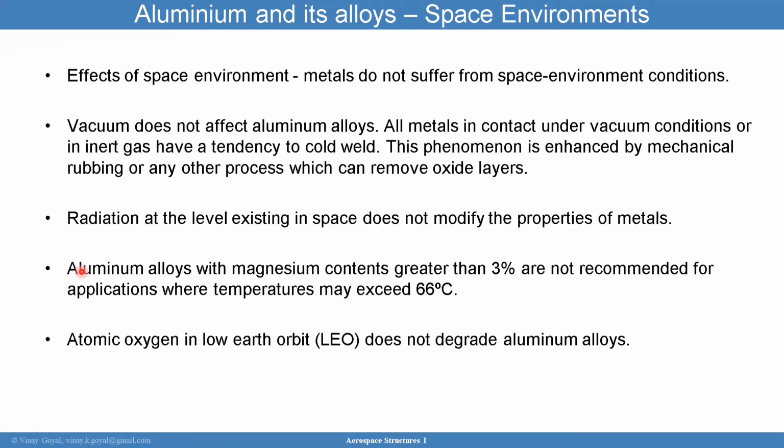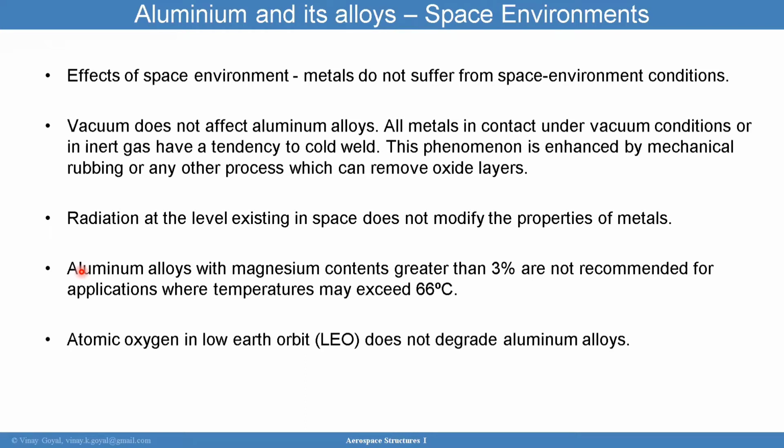The effects: vacuum does not affect aluminum alloy. All metals in contact under vacuum conditions do fairly well. But under vacuum conditions or inert gas, you get a tendency to have cold weld, and this phenomenon is enhanced by mechanical rubbing. So if you have two metals rubbing, that could make it worse. Radiation at this level, in space, does not really modify the properties. When you go hot, it does reduce the strength to some level, but generally, it's not a concern.